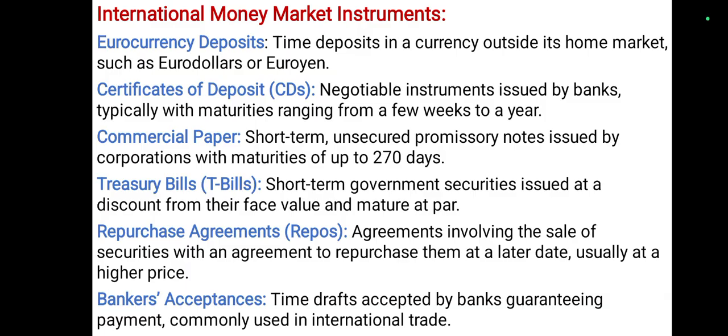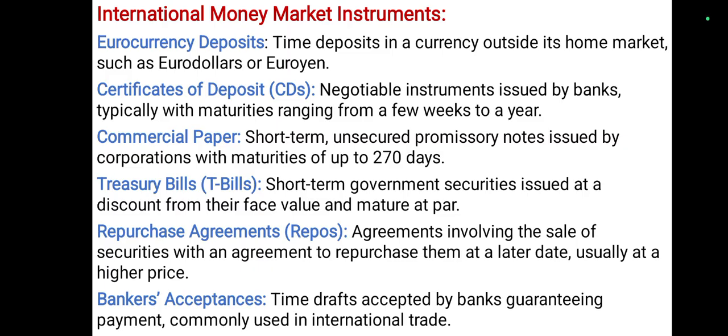Then certificate of deposit. If you're dealing in India, the money market instruments are certificates of deposit and bills of exchange, all inside the country. Here we are dealing outside the country. A certificate of deposit is a negotiable instrument issued by banks, typically with a maturity ranging from a few weeks to a year. Then commercial paper, which has a maturity of up to 270 days, and it is an unsecured promissory note.